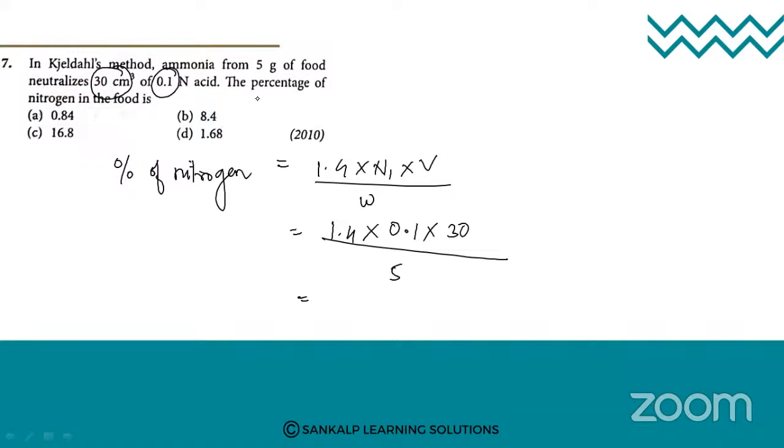So after calculating this, I have got 0.84%. Okay. So this is in Jaldal's method. Understood? Is it clear? Yes, ma'am. Okay, let us go for the next one. Chaitra has also answered. Very good. Okay, let us continue.